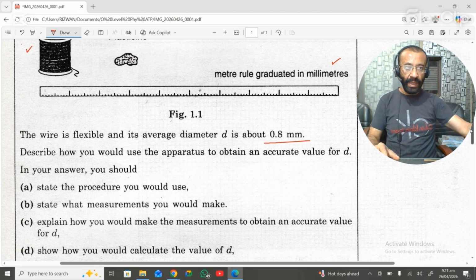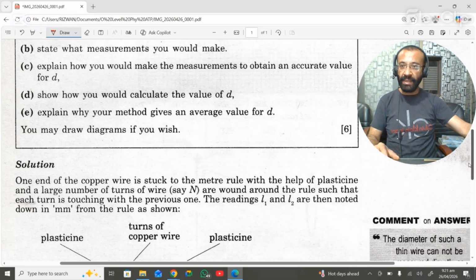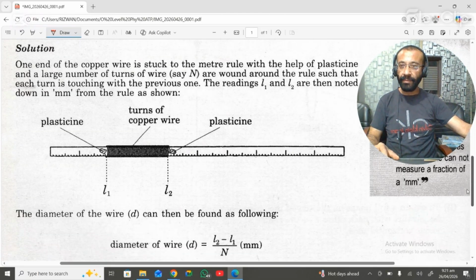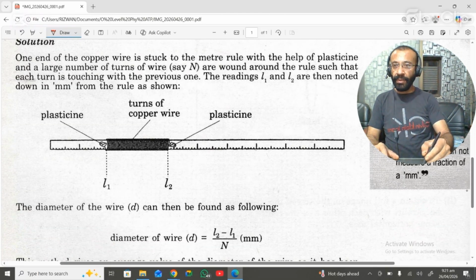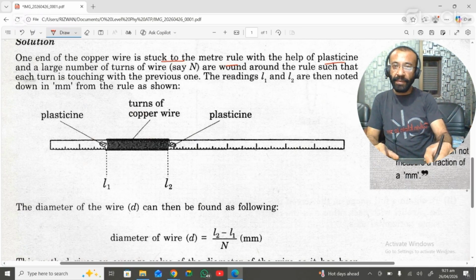So look now, here will be the steps. One end of the copper wire is stuck to the meter rule with the help of the plus sign, and a large number of turns of the wire, say n, are wound around the rule such that each turn is touching the previous one. This is very important, like this.